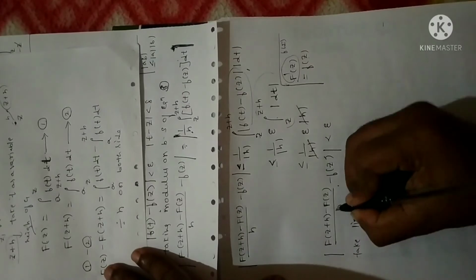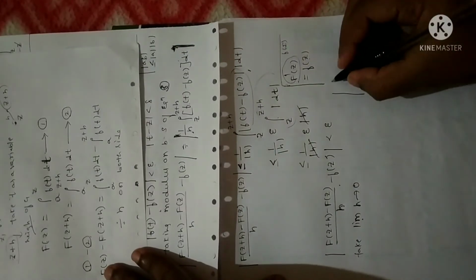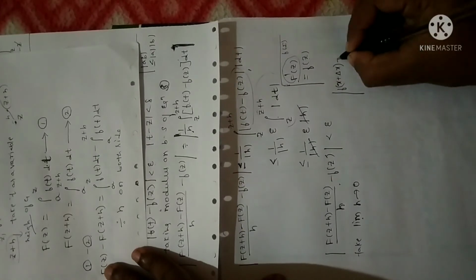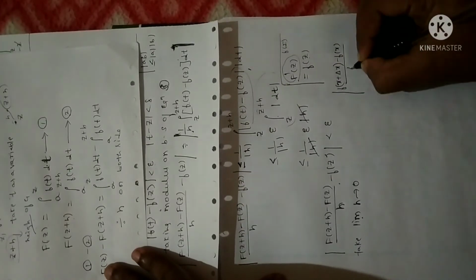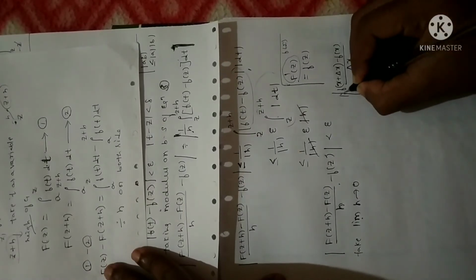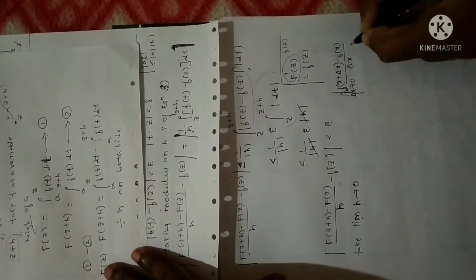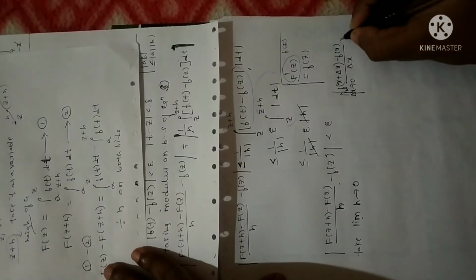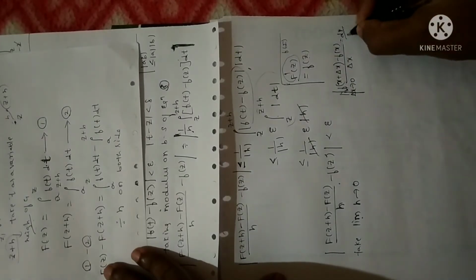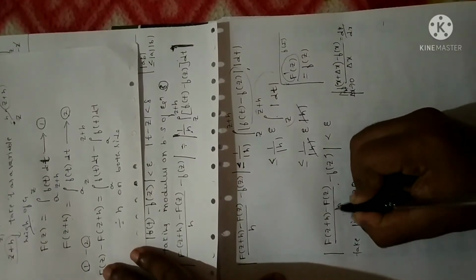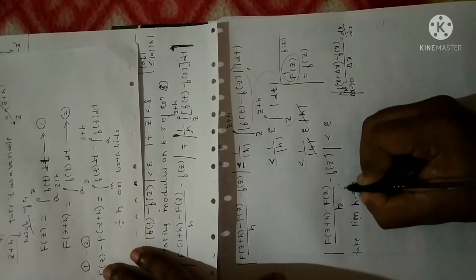Limit h tending to 0. Why? Because the definition of derivative says f of x plus delta x minus f of x divided by delta x, with limit delta x tending to 0, is nothing but the derivative d by dx, right? As per the same concept, I am applying it here. A small change is h, so I am taking limit h tending to 0 here.